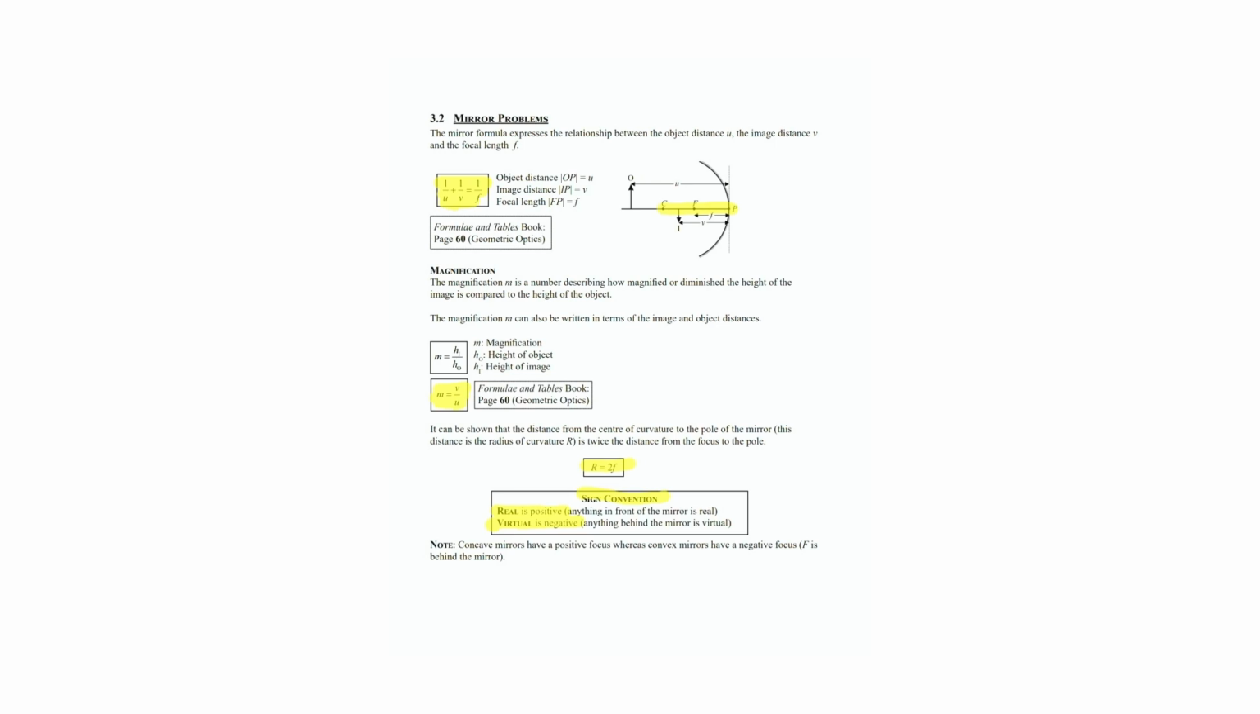Thinking about that now, concave mirrors have a focus in front of the mirror. They have a positive focus. Whereas convex mirrors have a negative focus because you know the focus is behind the mirror. So the signs are the most important thing you do when you do these problems.